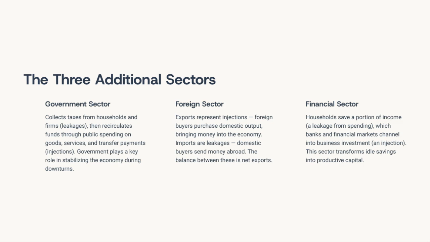Taxes collected from households and firms are leakages, money that leaves private hands. But this money is then recirculated through public spending on goods, services, and transfer payments, which are injections back into the economy. This process helps stabilize the economy, especially during downturns. Finally, the government sector acts as a key stabilizer. It collects taxes and then spends on various programs and services, helping to smooth out economic fluctuations. Overall, these sectors, households, financial, foreign, and government, are all interconnected, working together to sustain and stabilize the economy.